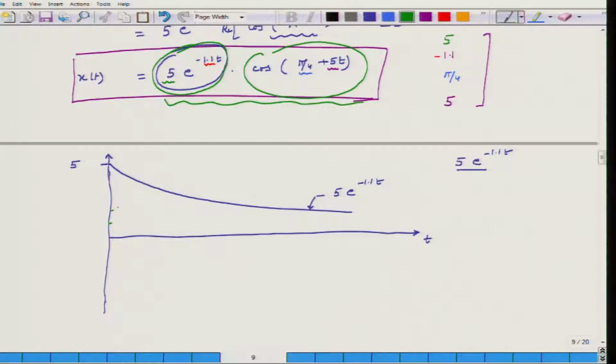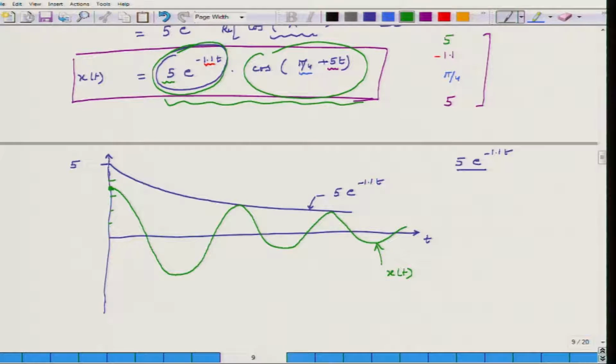So, let us say 1, 2, 3, 4. So, this is 5. So, at time t is equal to 0, its value is going to be somewhere here, and it is going to do this. Okay. So, this is the plot for the entire function which is xt. Now, let us look at the role of each of these terms.